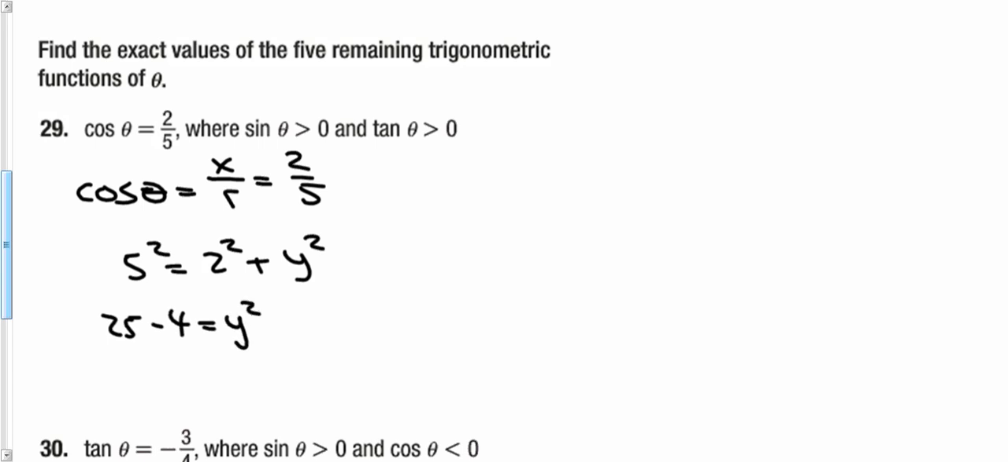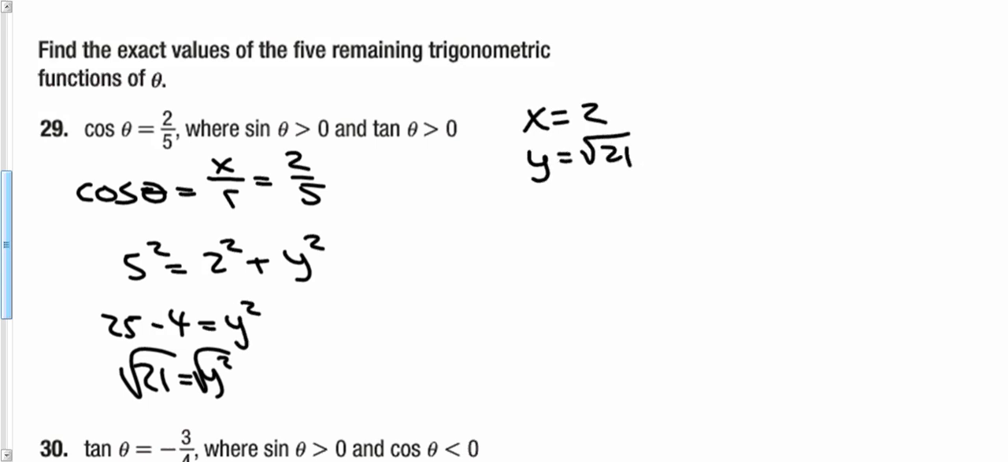So that's going to be 21 is going to be equal to y squared. Take the square root of both sides, and we have that y is the square root of 21. So now we have all our values. We have x is 2, y is the square root of 21, and r is going to be 5. So based on this, we can now figure out the rest of the ratios.